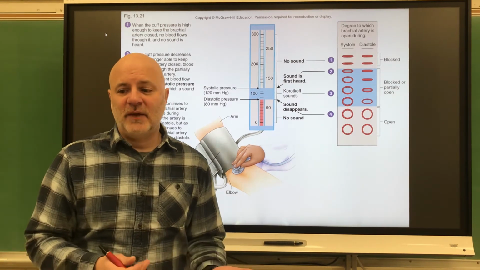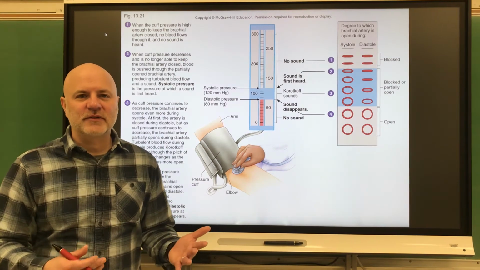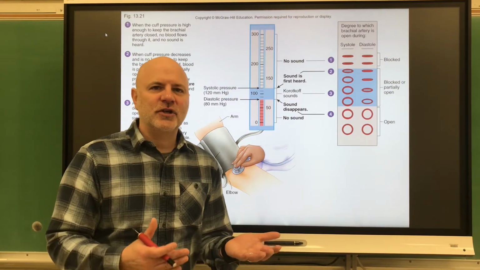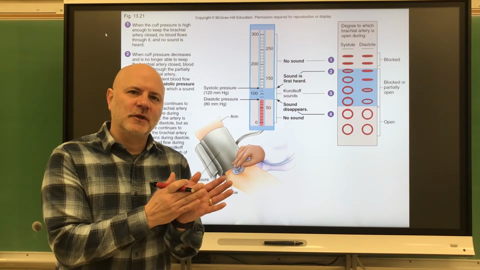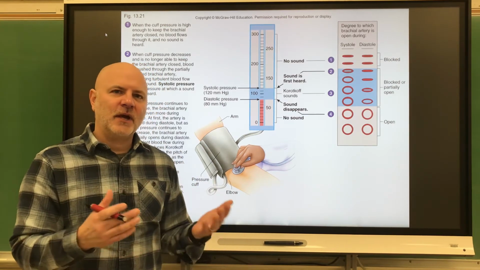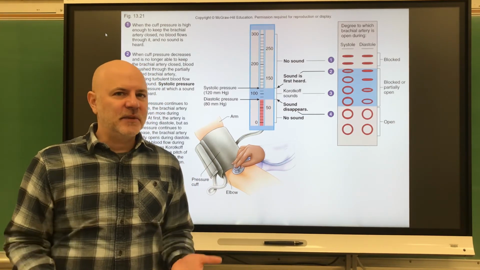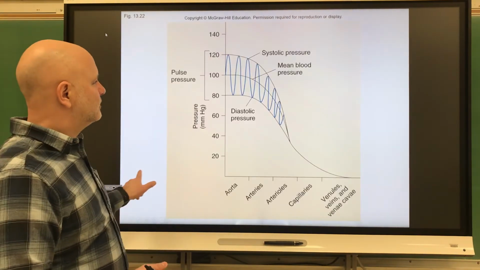Next is the length of blood vessels. The longer the blood vessel is, the higher the peripheral resistance. This is just a function of, if you have more tubing, you have more contact between the blood and that tubing. So taller people or obese people are going to have higher blood pressures just because they have more tubing. Next is the diameter of the blood vessel.